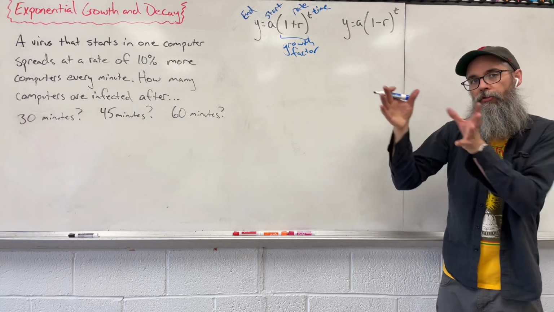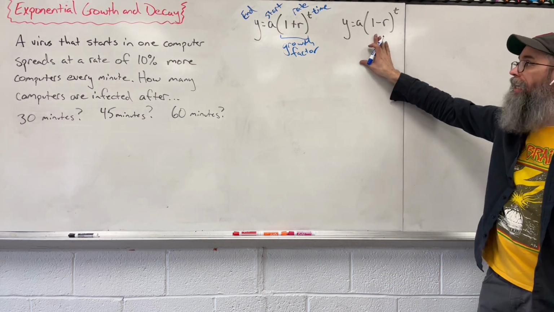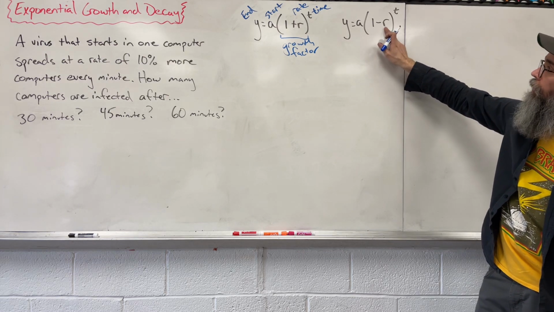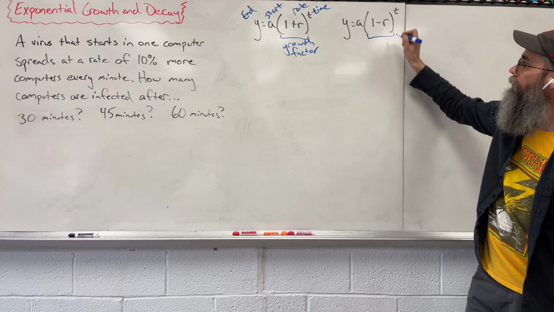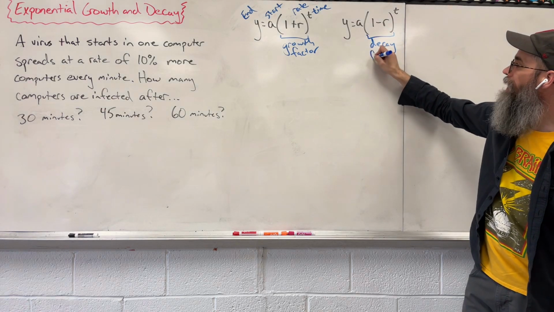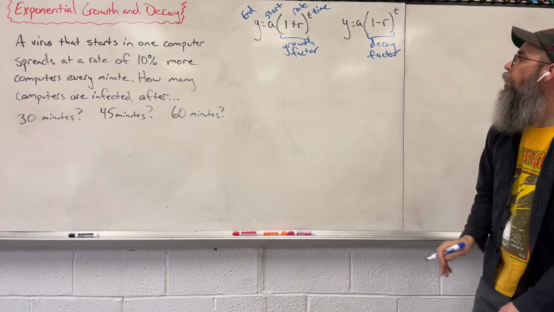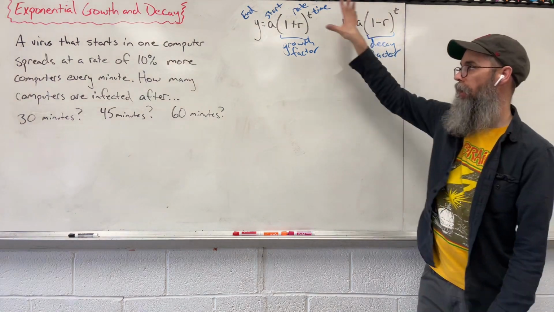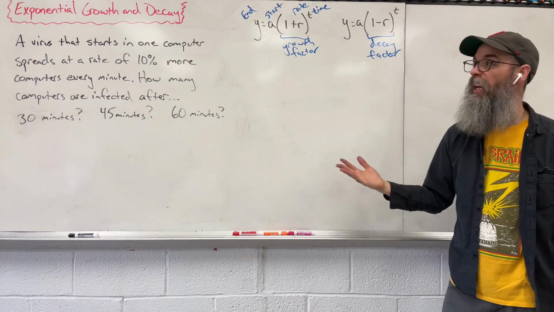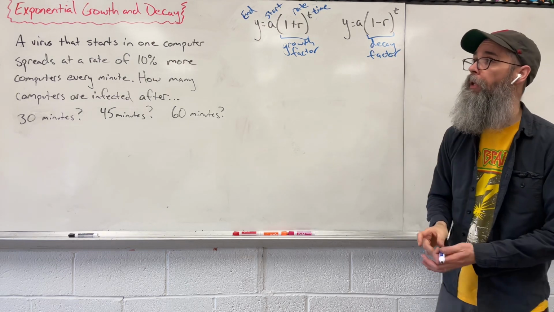Okay, now can I use that information and bring it to our decay problem? Y is ending, A is starting, R is rate, T is time, and this guy, just the parenthesis, we call our decay factor. Now, we understand at least what letter is what variable is what. Now let's put things together and figure out which one of these we're using.